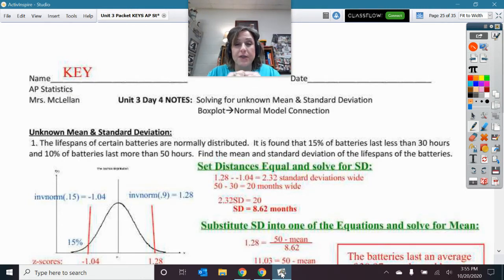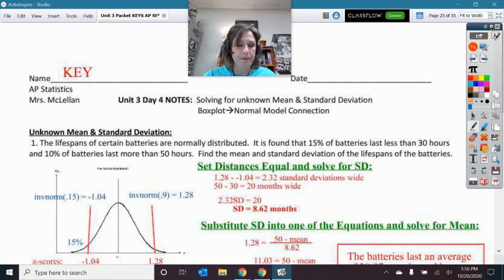Okay, but now we're just going to add a little bit more to our understanding of the normal model, a little bit of enrichment. The two things that we're going to address are how to solve for both mean and standard deviation. So if we're given information that essentially sets up two locations on the normal model, two locations and two unknowns means we have a system of equations. And so we're going to make two equations, make that connection, and then solve and substitute in, like you would in your algebra classes with a system of equations.